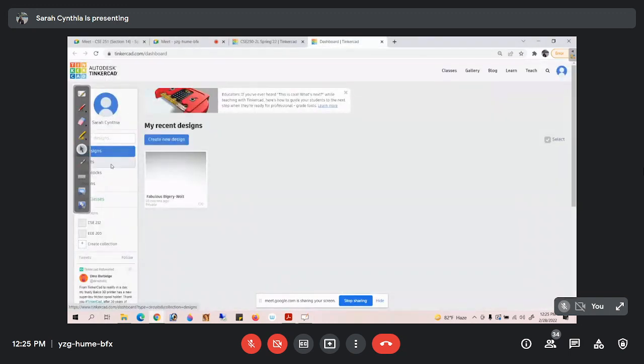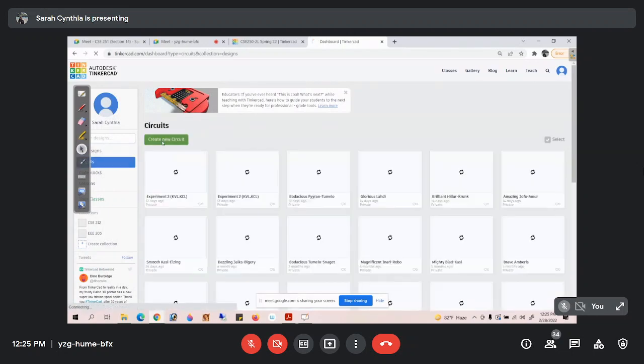Let us all open Tinkercad, go to the circuit section, create new circuits.